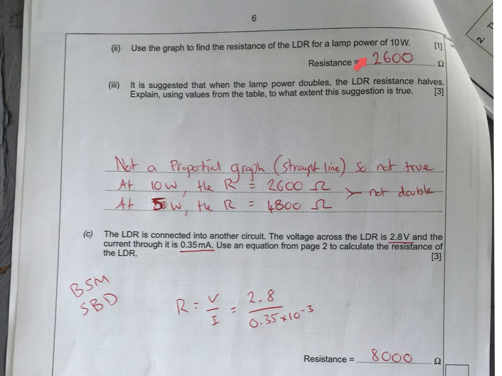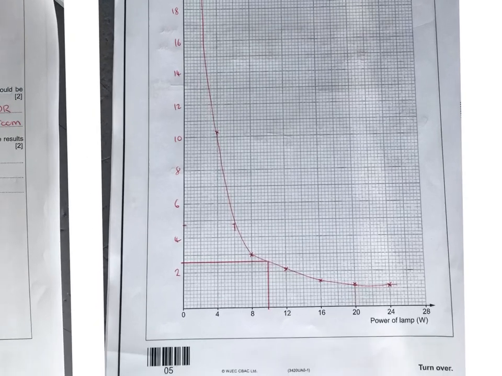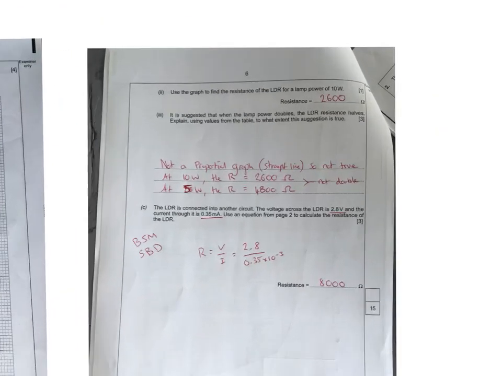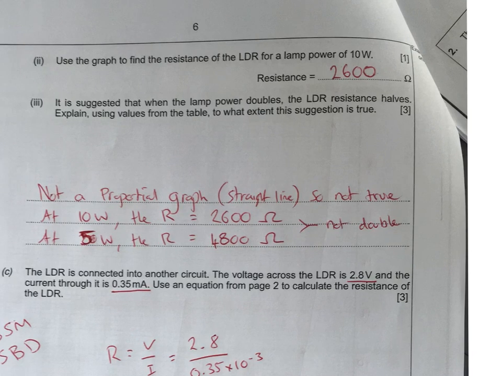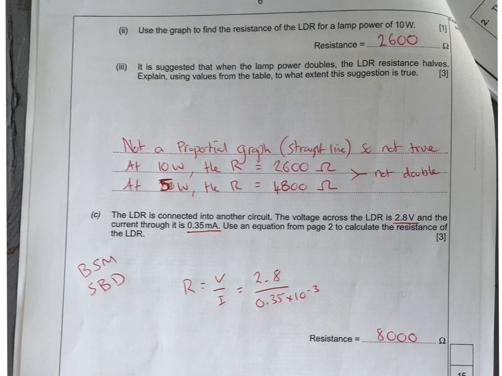So we're going to have to pick out now the resistance when the power is 10 watts. And just notice they want this in ohms, and we're given it in kilo ohms. So when the power is 10, I've come up and I've come back across, and that's around about 2.6 kilo ohms, which is the same as 2,600 ohms. So when you're going from big to small, you multiply. Then it's suggested that when the lamp power doubles, the LDR resistance halves.